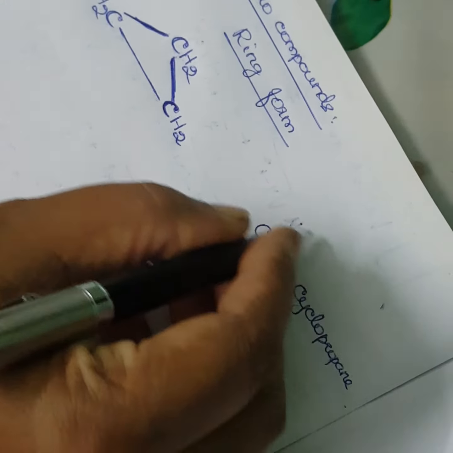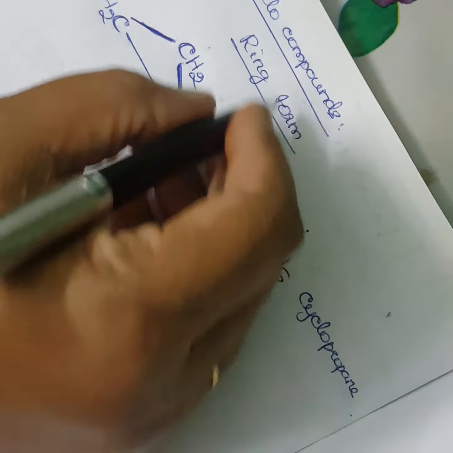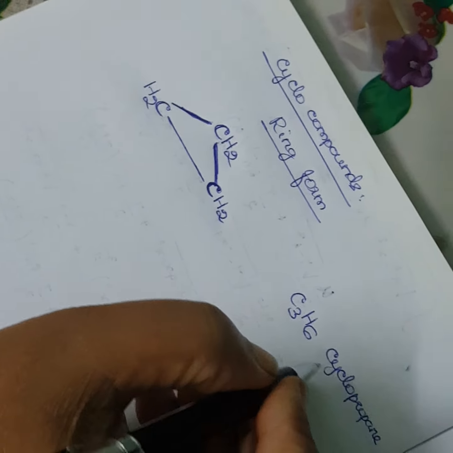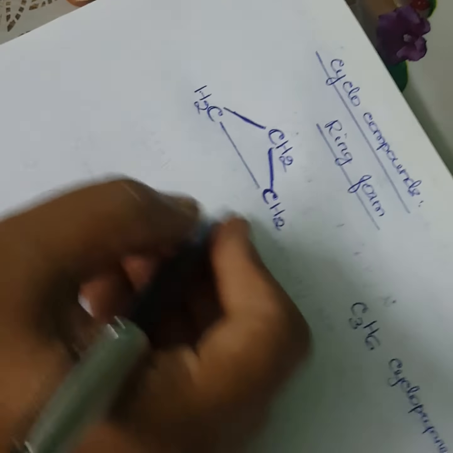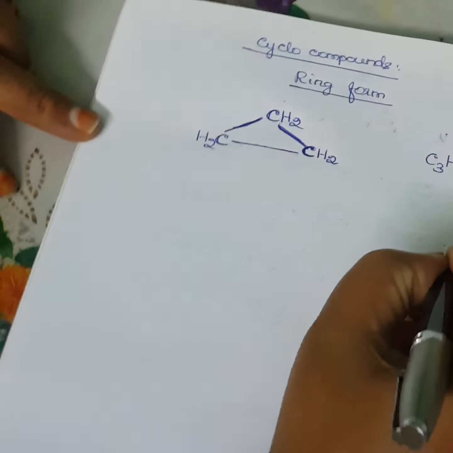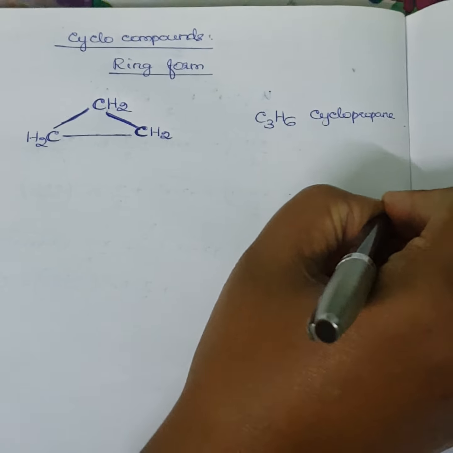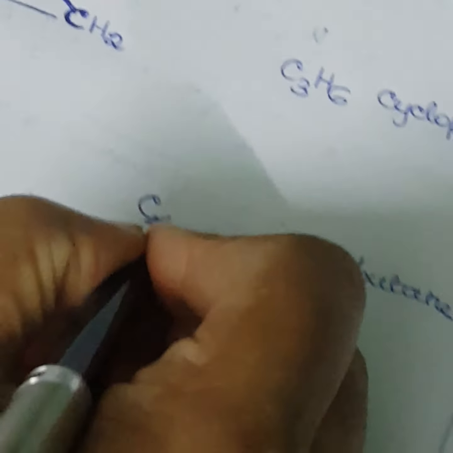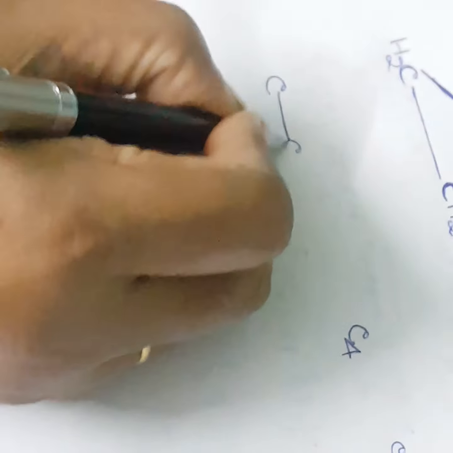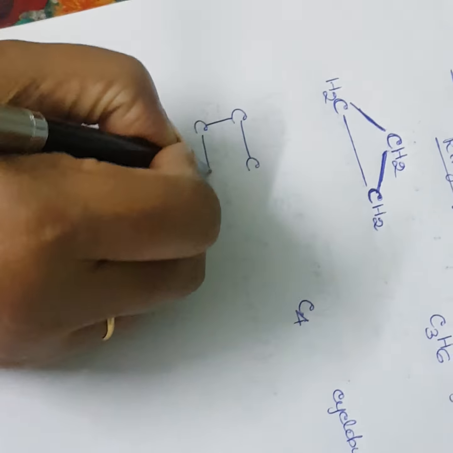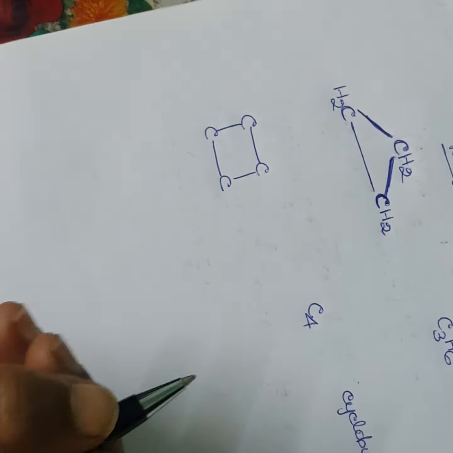Cyclopropane is the simplest cyclocompound. The next one will be cyclobutane. Cyclobutane means it should have 4 carbon atoms. So a ring with 4 carbon atoms will be in square form.